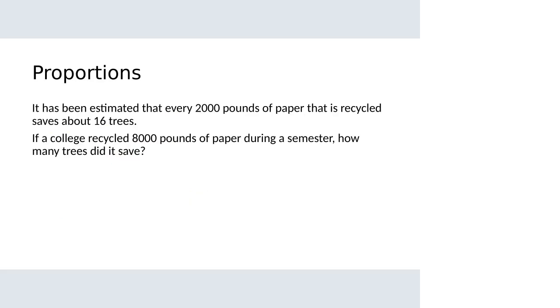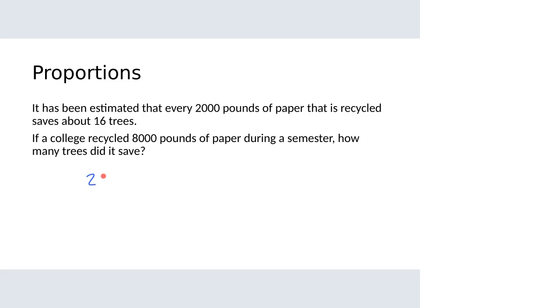It's been estimated that every 2,000 pounds of paper that is recycled saves about 16 trees. If a college recycled 8,000 pounds of paper during a semester, how many trees did it save? And this is a straightforward proportion question. The key is we have to make sure that when we set up our proportion to solve this, we do so in a logical manner. What I mean by that is this.